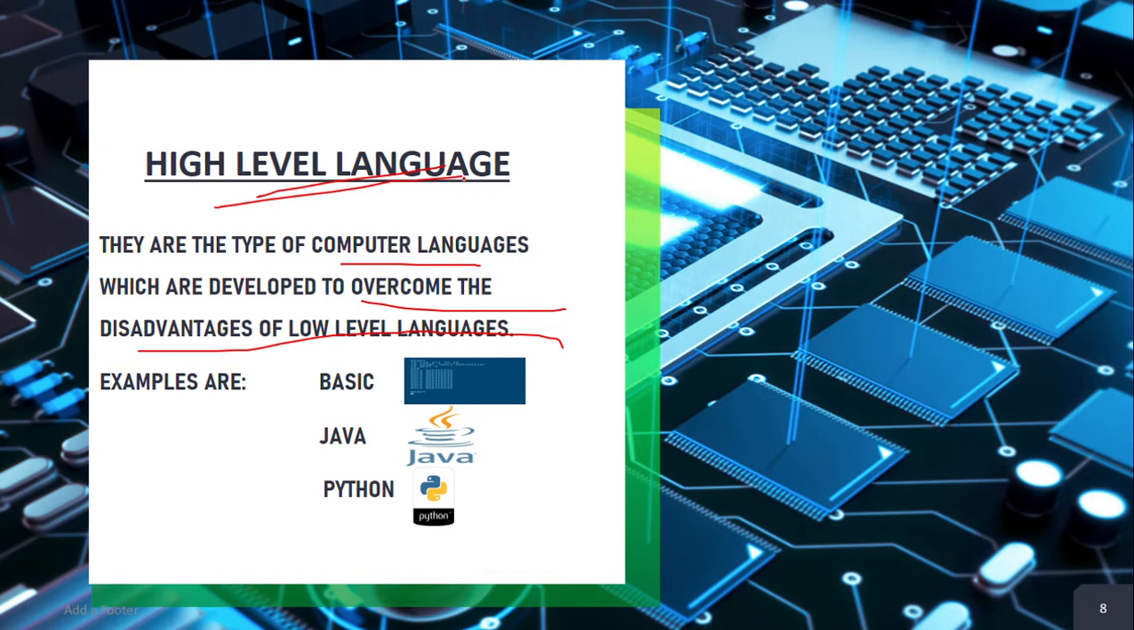From this itself we can define what a high level language is. Examples of high level languages are Basic, Java, Python, C++, and many others. In ICSE we are studying BlueJ.